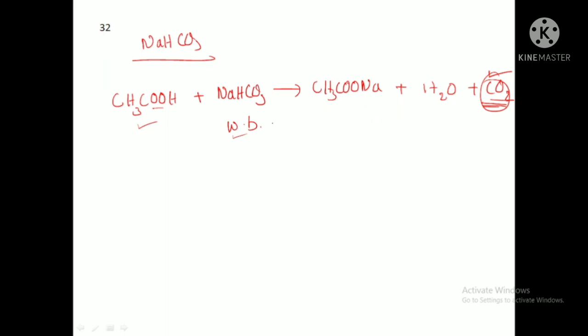Always, carboxylic acids are stronger acids than phenols. Carboxylic acid is a stronger acid than phenol. If I attach an electron withdrawing group to a carboxylic acid, it will increase its acidic strength.